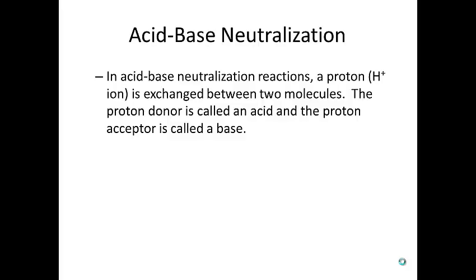So, to date, we have been talking about ionic compounds as dissolving in water. We learned yesterday that not all ionic compounds dissolve in water. We've talked about covalent molecules all staying bonded together when they dissolve in water. They can dissolve, but they stay bonded together. Well, now we're coming up with a new idea, which is acid-base neutralization.